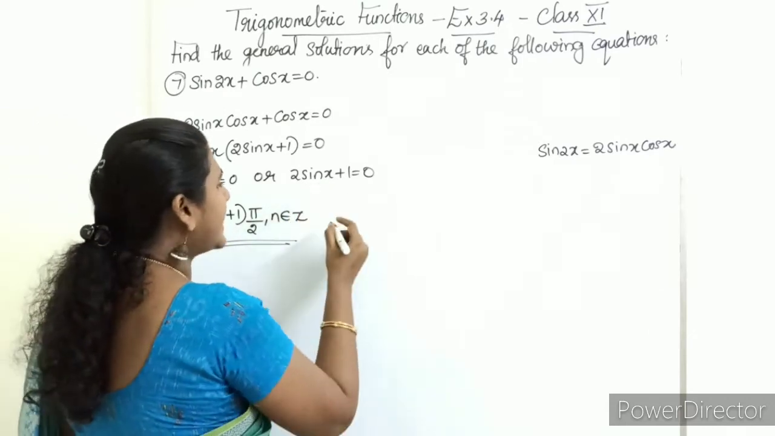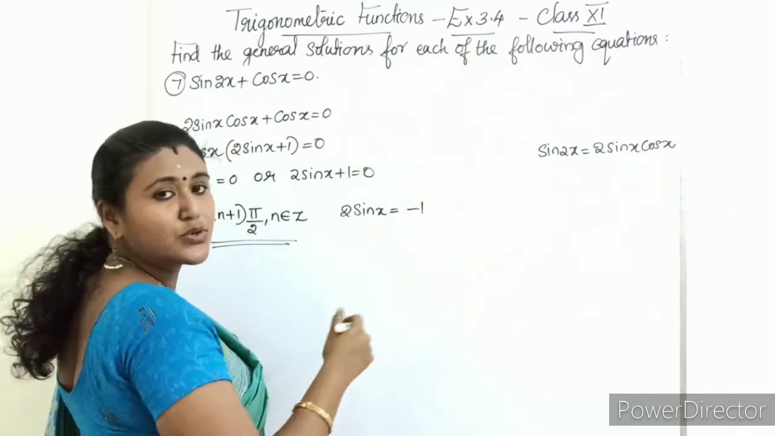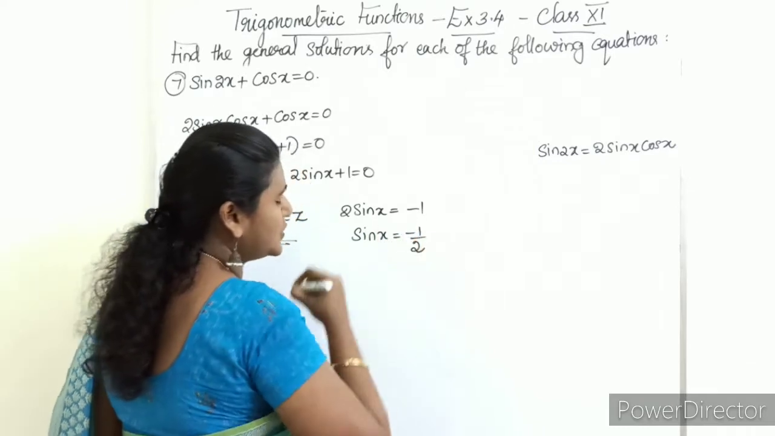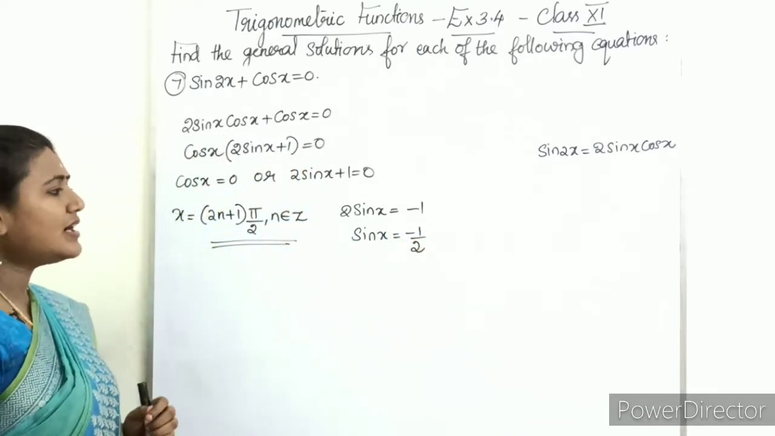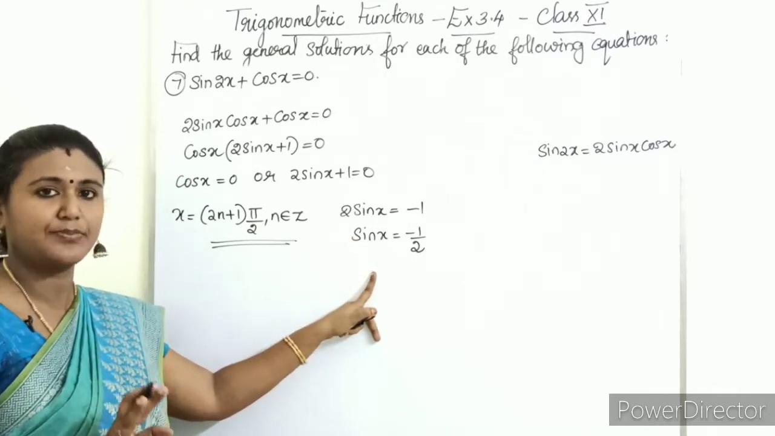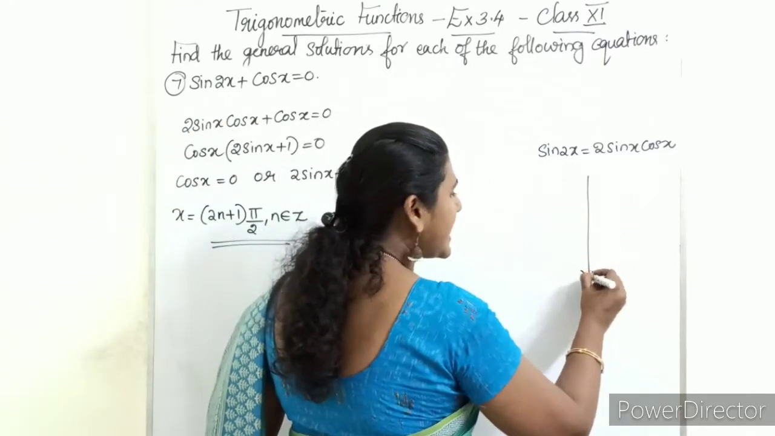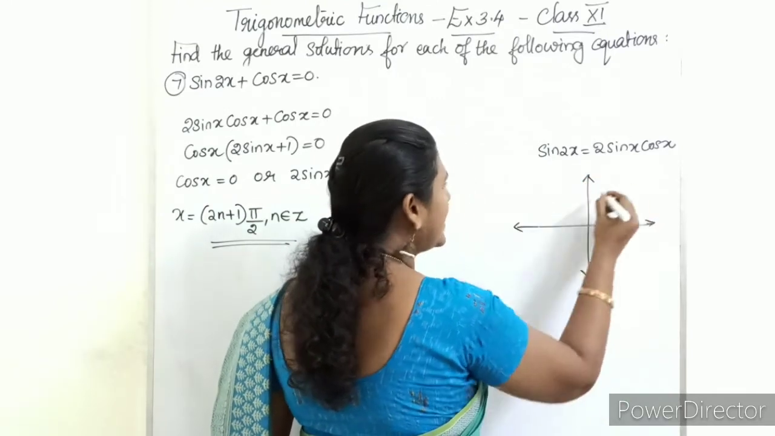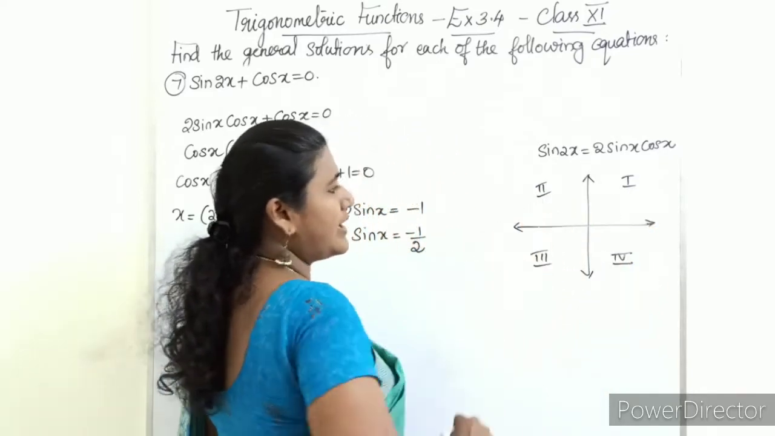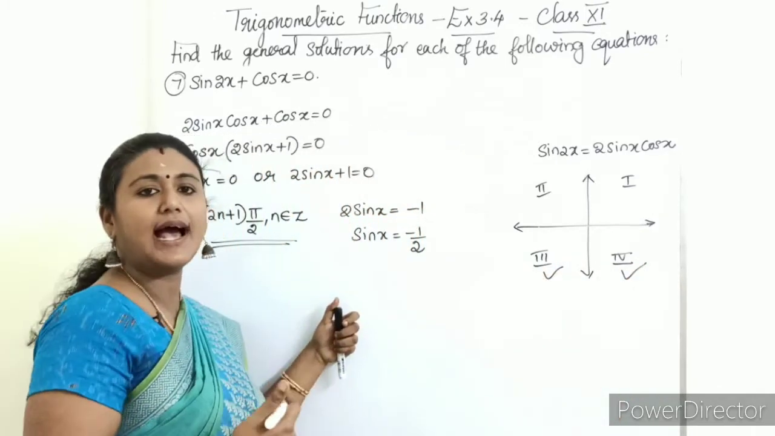Now we will consider the second equation, that is 2 sin x plus 1 equal to 0. The plus 1 we will bring to the right side, so it will become minus 1. So sin x is equal to minus 1 by 2. If we want to find the general solution, we have to first find one principal solution. See here, the sin value is negative. In which quadrant is sin negative? In the first and second quadrants sin is positive, so sin is negative in the third quadrant and fourth quadrant.